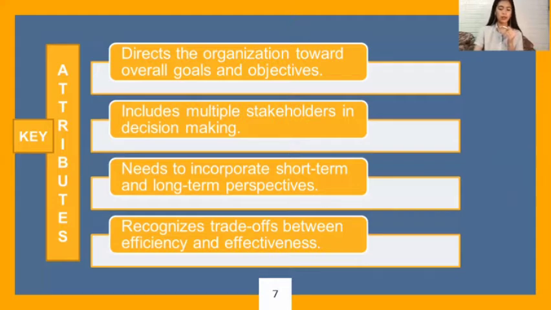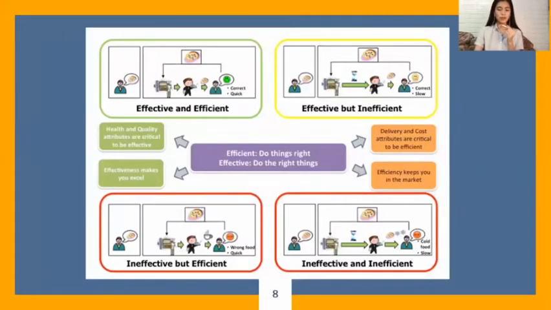So this relies on the managers in maintaining both a vision for the future of the organization and a focus on its present operating needs. And lastly, recognizes trade-offs between efficiency and effectiveness. So we will be discussing trade-offs later, but first let us differentiate efficiency from effectiveness. This is a simple illustration of how efficiency differs from effectiveness.